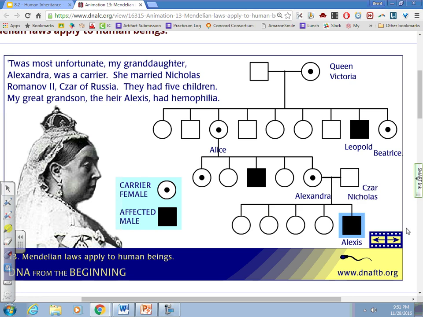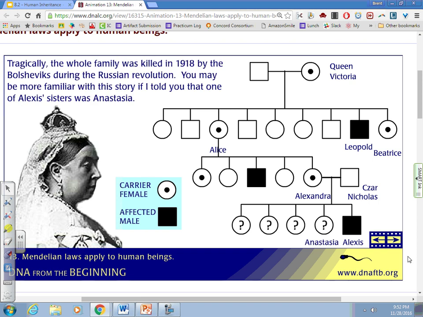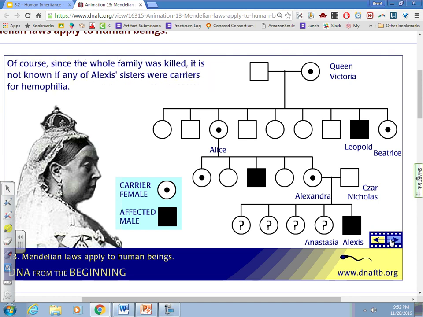'Twas most unfortunate, my granddaughter Alexandra was a carrier. She married Nicholas Romanov II, Tsar of Russia. They had 5 children. My great-grandson, the heir to the throne, Alexis, had hemophilia. Tragically, the whole family was killed in 1918 by the Bolsheviks during the Russian Revolution. You may be more familiar with the story if I told you that one of Alexis's sisters was Anastasia. Of course, since the whole family was killed, it is not known if any of Alexis's sisters were carriers for hemophilia. They would have to have boys of their own to find out.